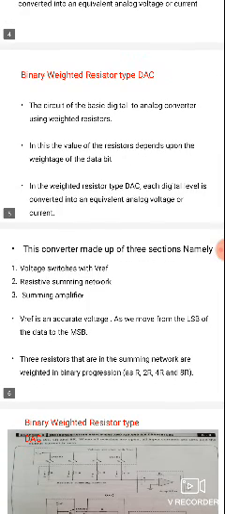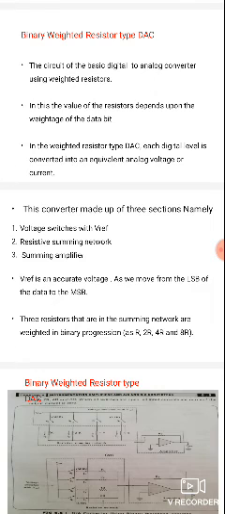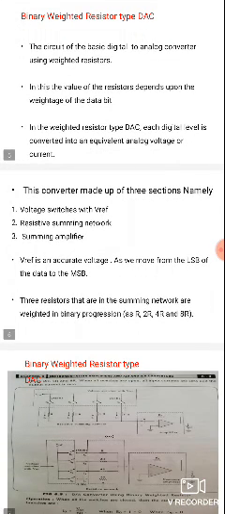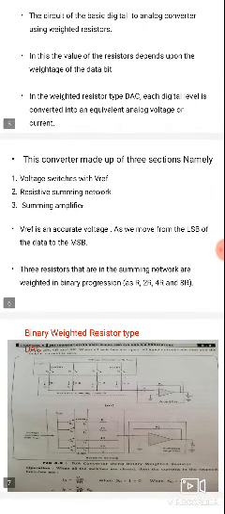Next, the binary weighted resistor type digital to analog converter. This is the circuit of the basic digital to analog converter using weighted resistors. The circuit consists only of resistors, and the resistor values depend on the weightage of the data bits. As the name itself says, the resistors depend on the weights of the binary bits.